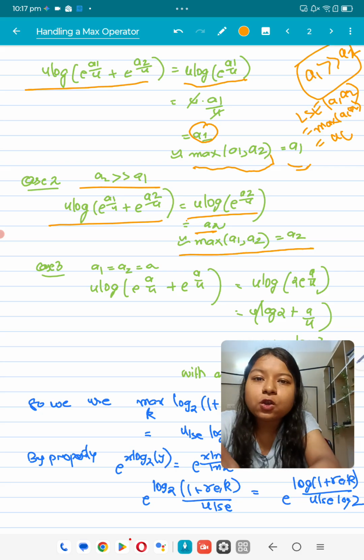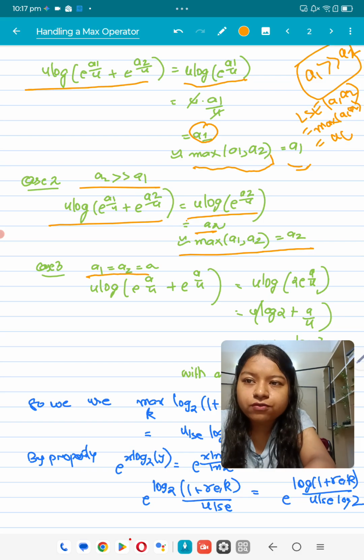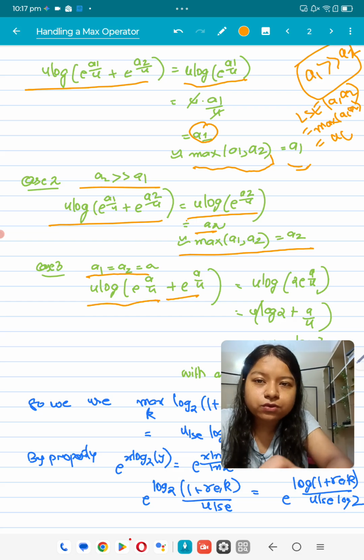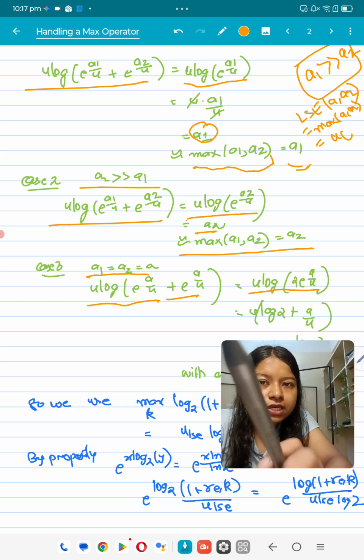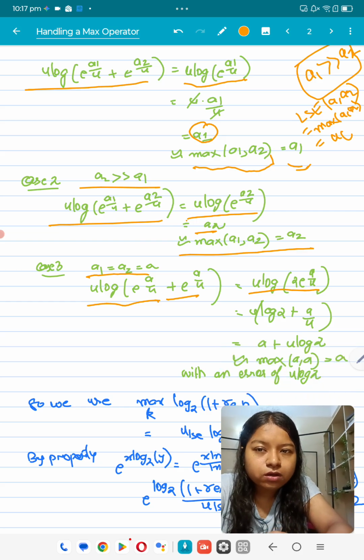Now let's look at the case when a1 equal to a2 equal to a. Then we can write u log of e^(a1/u) plus e^(a1/u) equal to u log of 2 times e^(a1/u), obviously. So we apply the log inside this function now. Then it will be u times log 2 plus a by u, so u log 2 plus u into a by u, which leaves a.